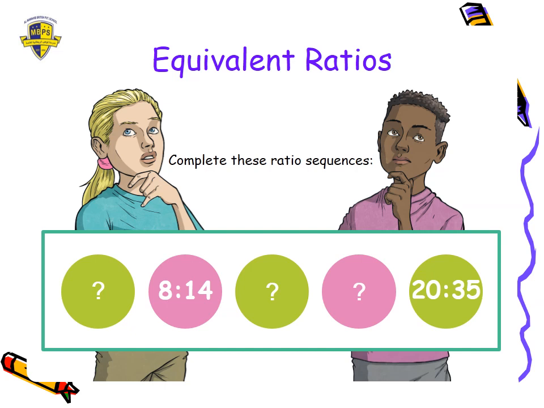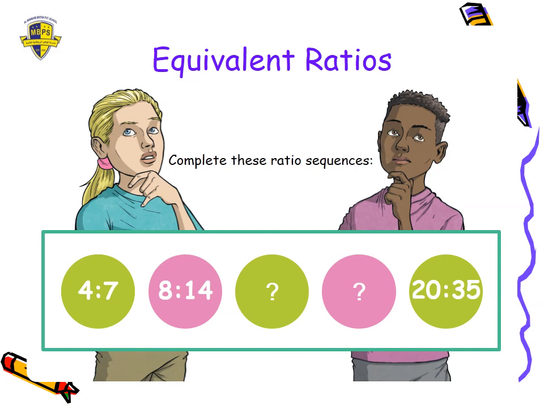Okay, this one now. We know that the fifth one is 20 to 35. So to know the first one, we want to divide now by 5. 20 divide 5 equals what? Equals 4. And 35 divide 5 equals 7. So this is 4 to 7, the ratio here.